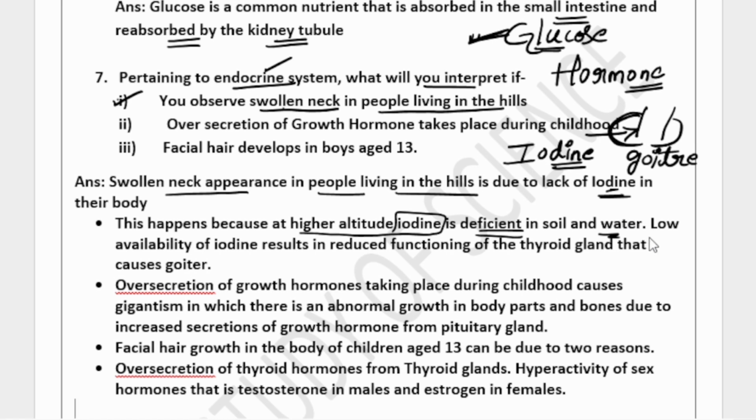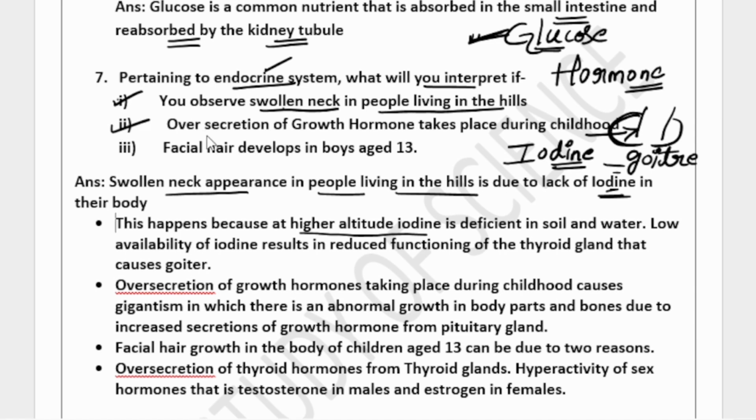Okay. So basically what you have to write here is simple. If you don't write this many points also, simply what you have to write here is: deficiency of iodine leads to the condition called swollen neck, and that condition is called goiter, my dear students. Very easy. Okay. Let's go for the next question.